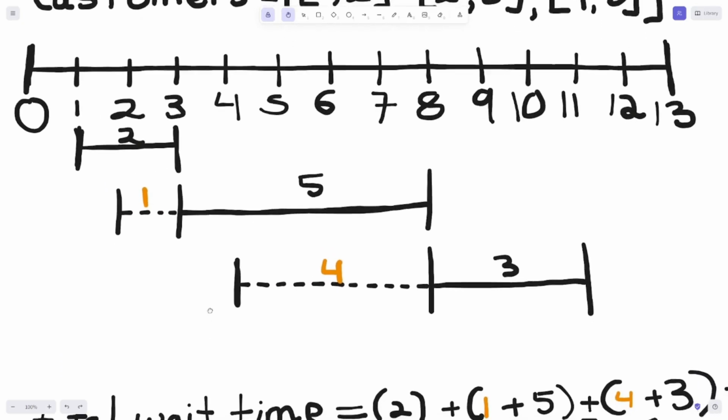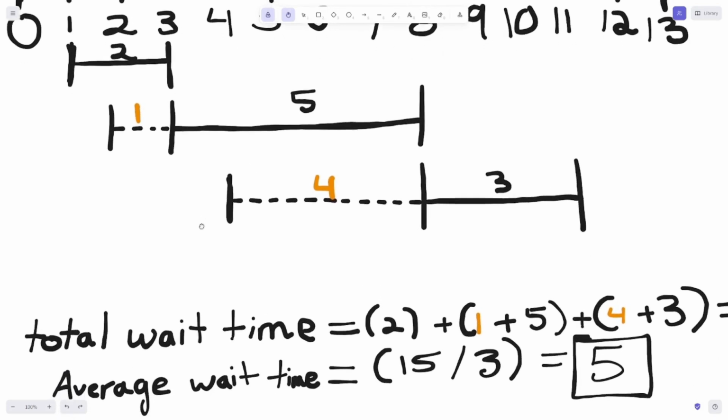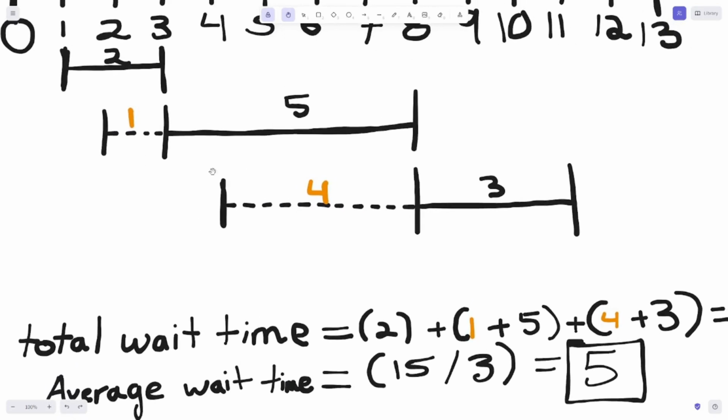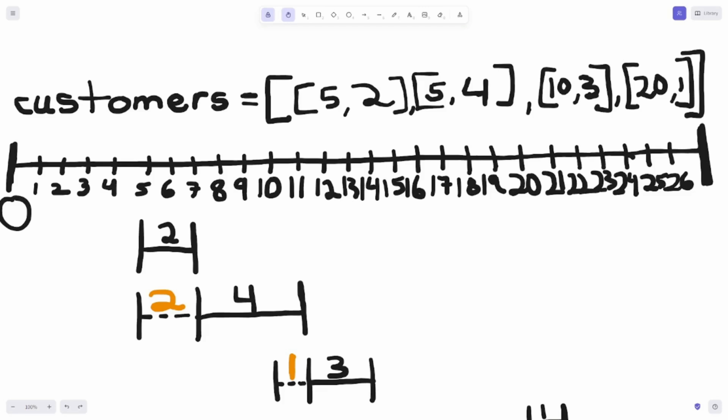And now, to calculate the total wait time, we have 2 plus 6 plus 7. This is 15, and since there were 3 customers, the average wait time is 5. Now in this example, the same applies.